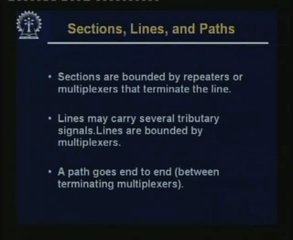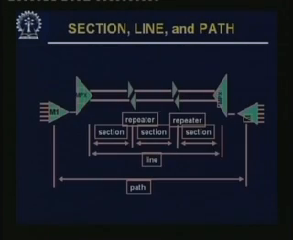So, sections are bounded by repeaters or multiplexers that terminate the line, and lines may carry several tributary signals. Lines are bounded by multiplexers. A path goes end to end between terminating multiplexers. So, we have seen this.